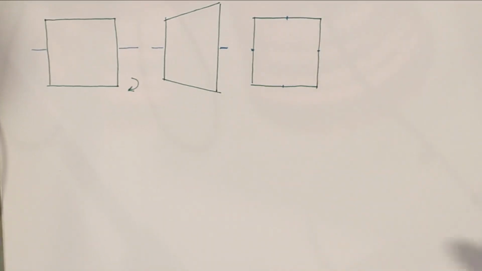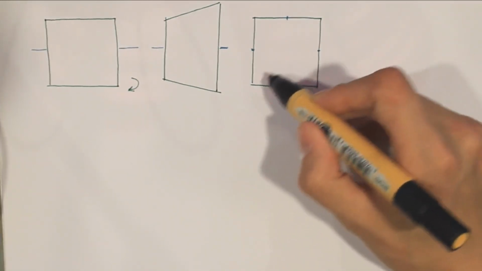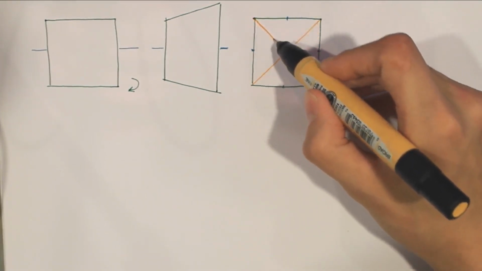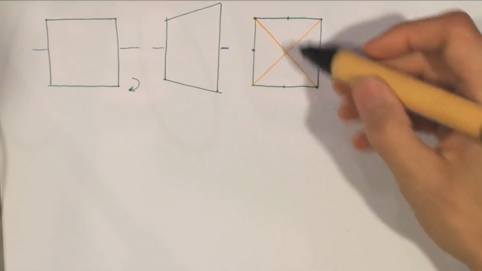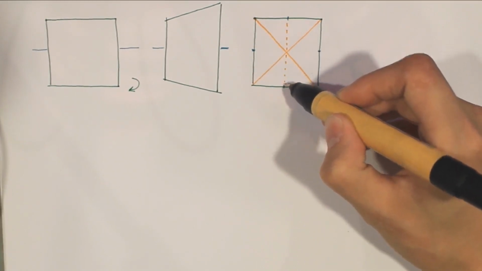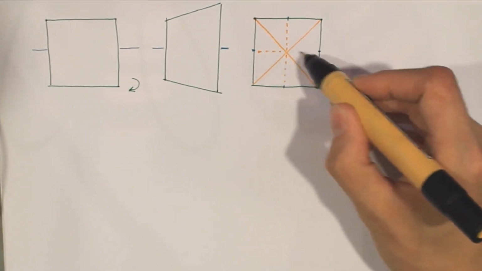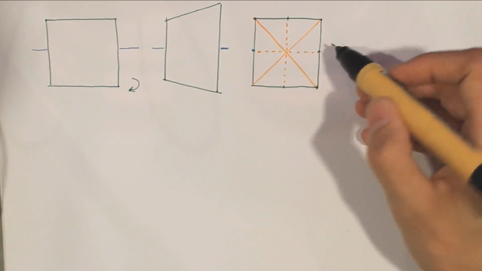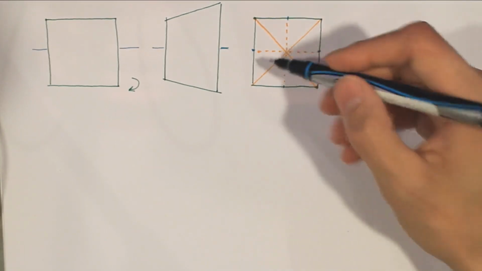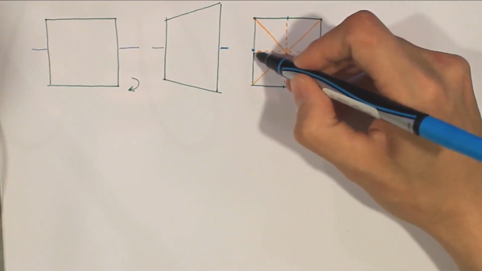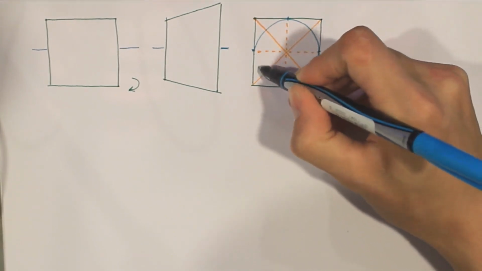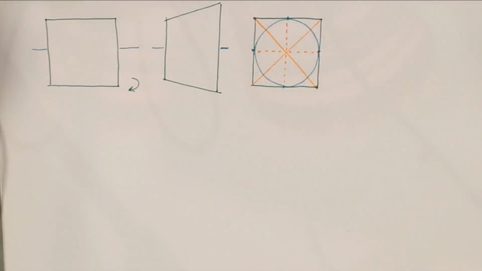Another technique that we can use to figure out the center points is creating an X from corner to corner. And if we create a vertical line going through that center point and a horizontal line going through that center point, we find those center points on each edge. Now within this square that I've created, I can create a circle that would touch each of these four center points. And that's how you create it in a flat perspective.